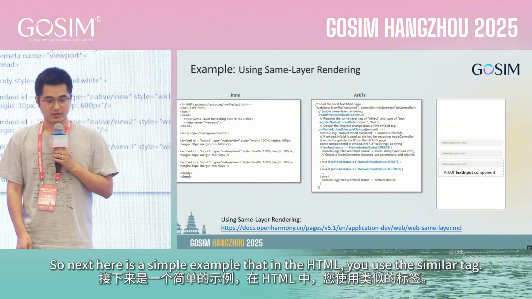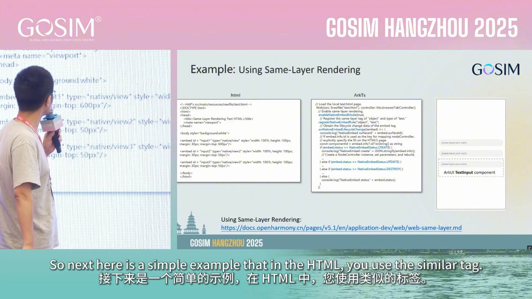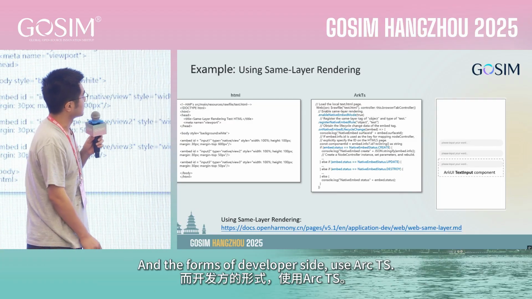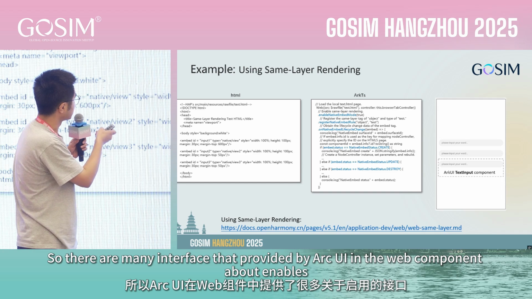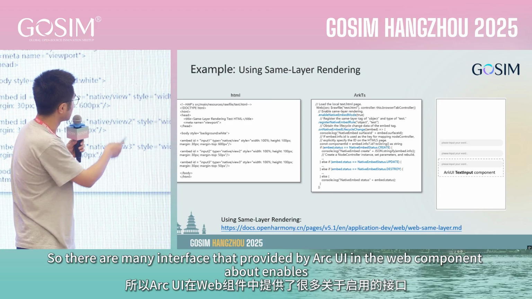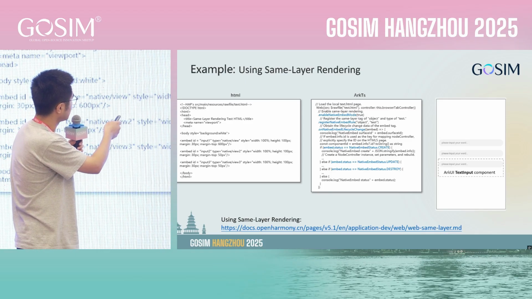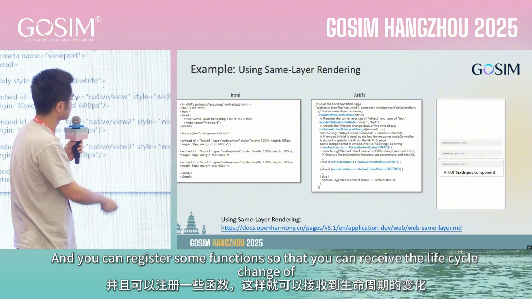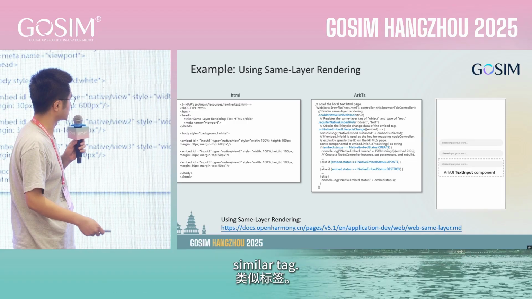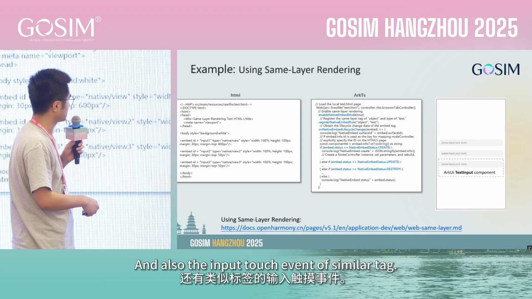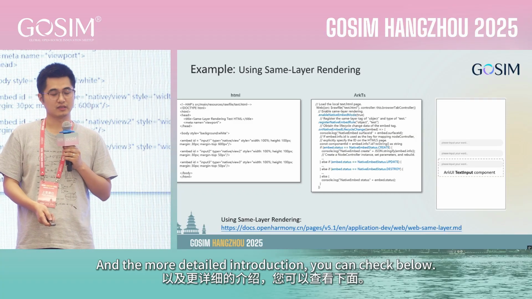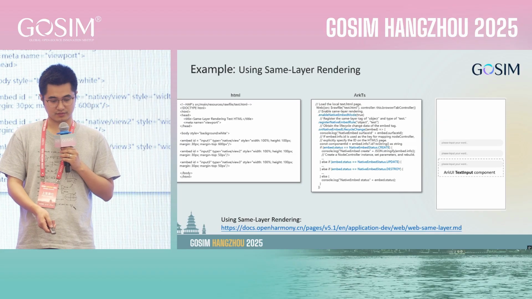Okay. So next, here is a simple example where in the HTML, you use the same layer tag, and from the developer side, you use ArkTS. There are many interfaces provided by ArcUI in the web component to enable the same layer rendering, and you can register some functions so that you can receive the lifecycle changes of the same layer tag, and also the input touch events of the same layer tag. A more detailed introduction you can check below.